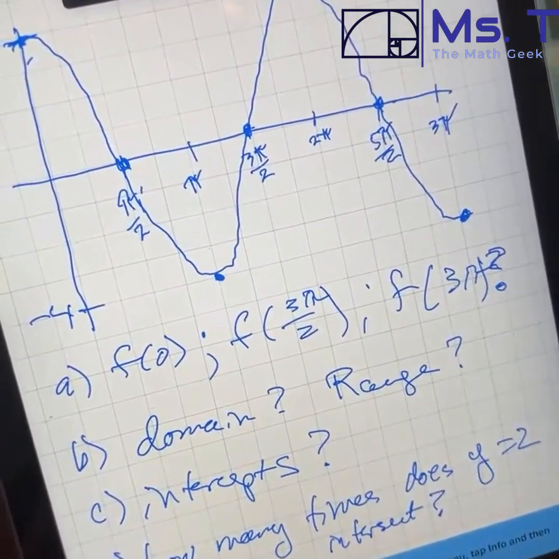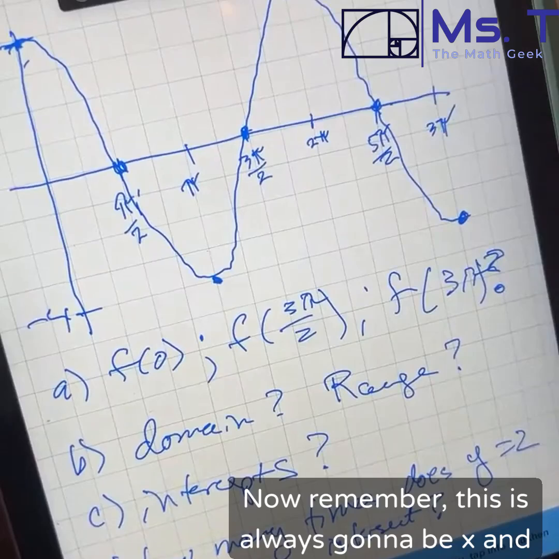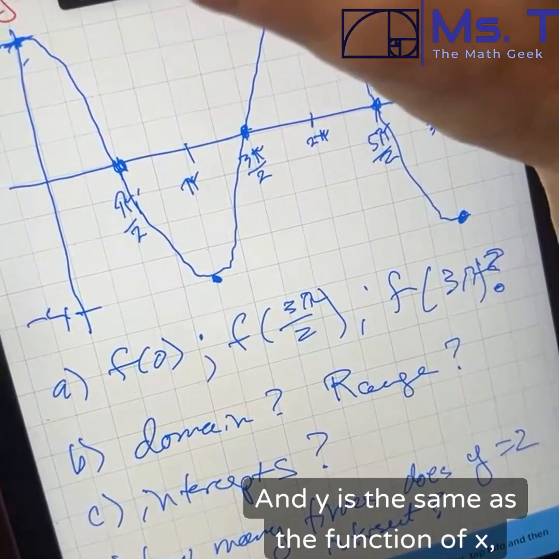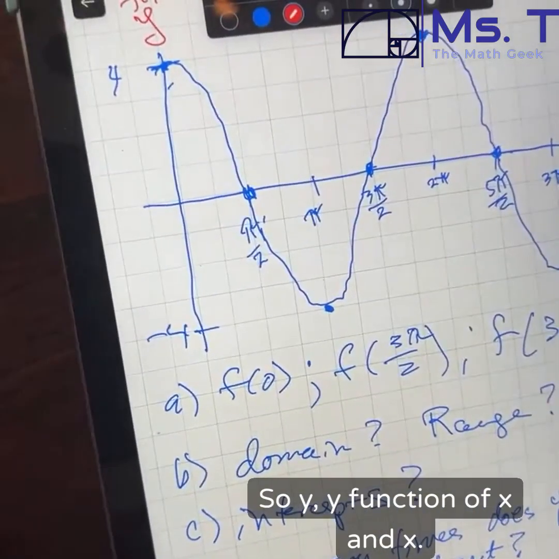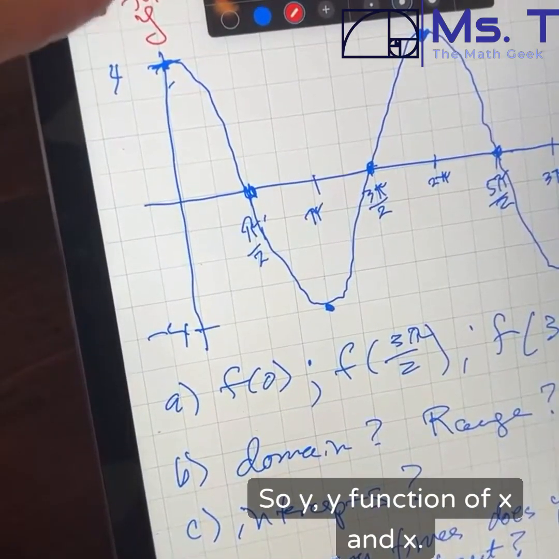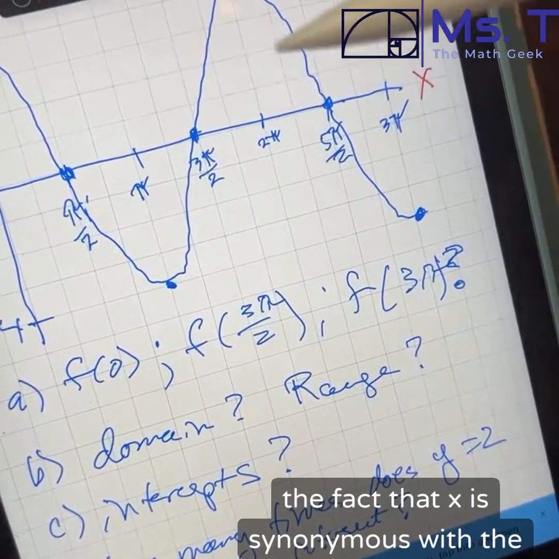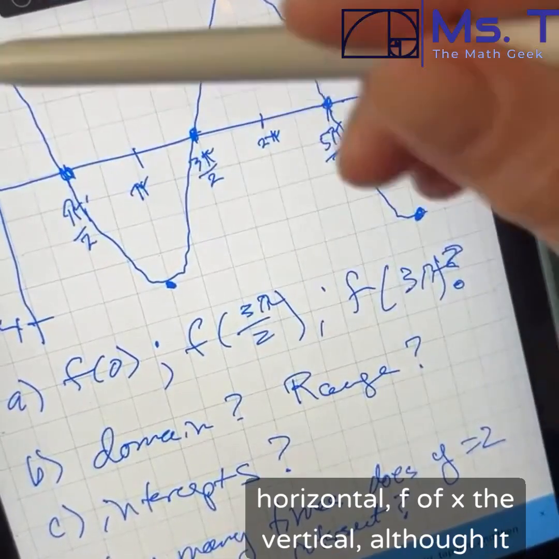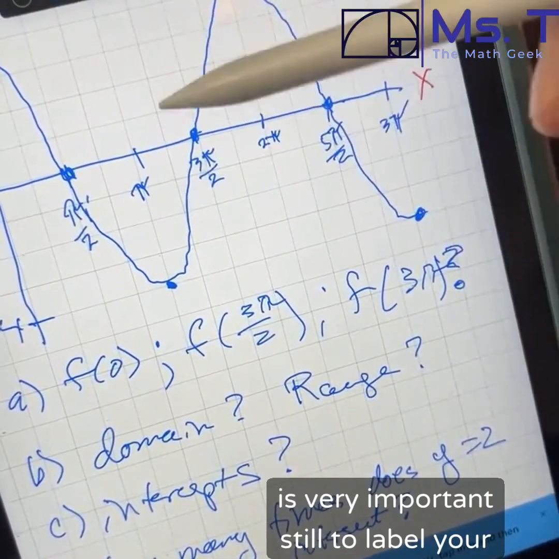So the function at 0, this is the function. Now remember, this is always going to be x, and this is always going to be y. And y is the same as the function of x. So y is function of x, and x. It is always going to be this way because x is synonymous with the horizontal, f of x the vertical, although it is very important still to label your graphs.